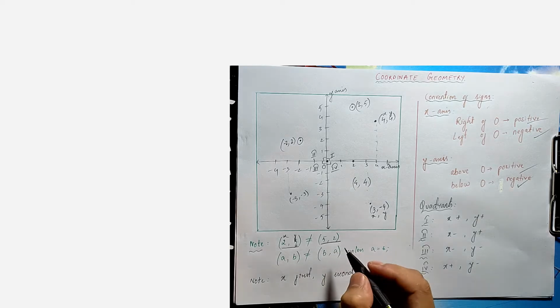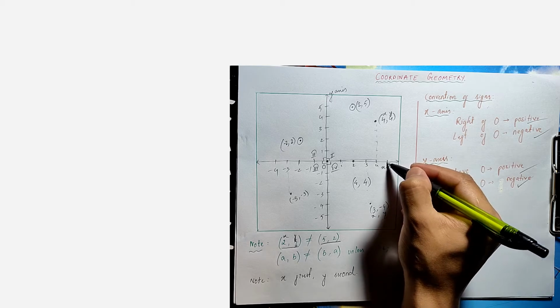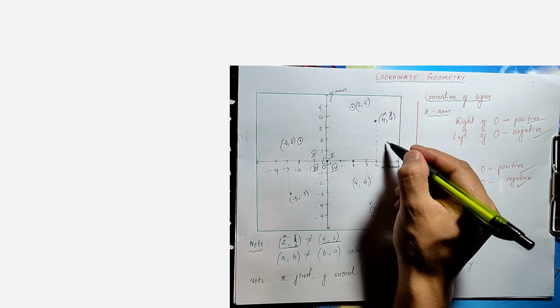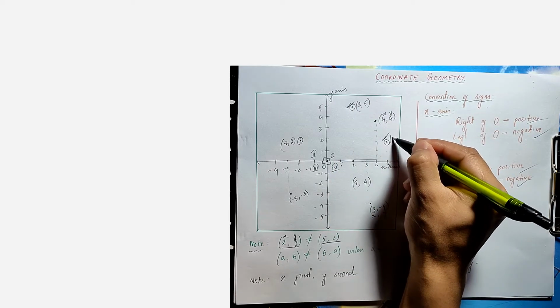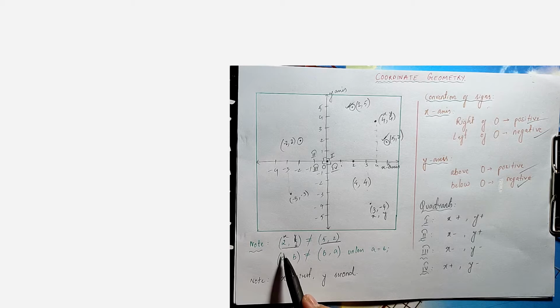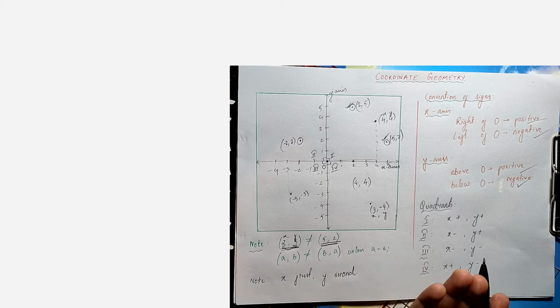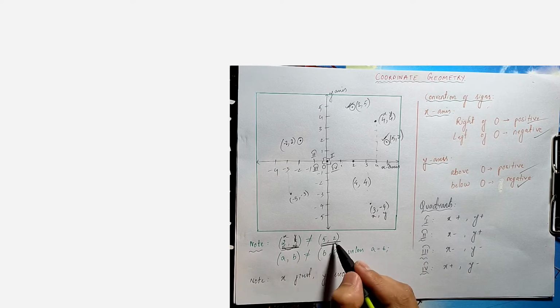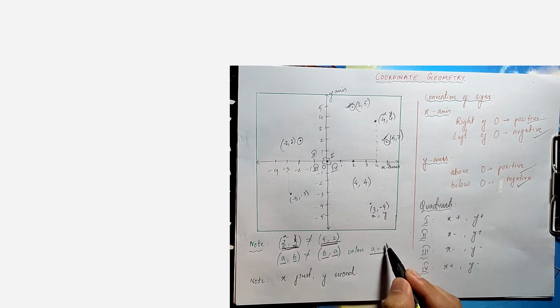And let us see 5 comma 2. So again along the x-axis, 1, 2, 3, 4, 5 comma 2. So positive, 1, 2. It is obvious that this point is not the same as the earlier point, right? So we say that 2 comma 5 is not equal to 5 comma 2. That is, even if you interchange their positions, the points don't become the same. They actually are two different points. Now in general we can say that a comma b is not equal to b comma a, but only if a and b are not the same.